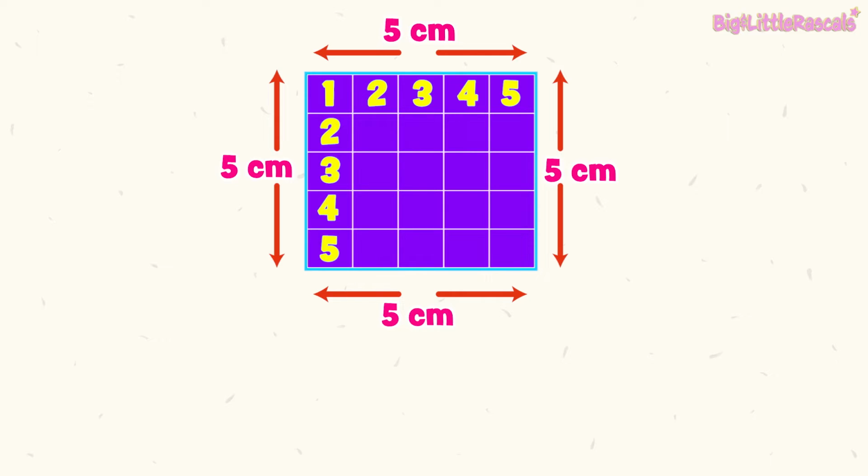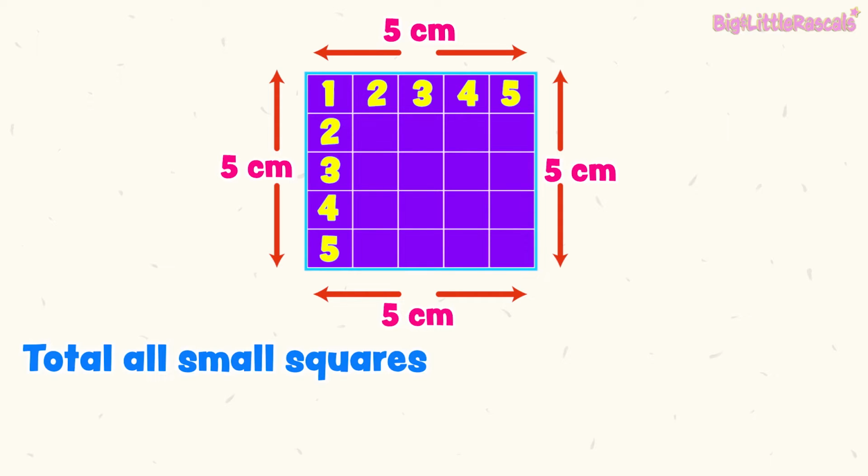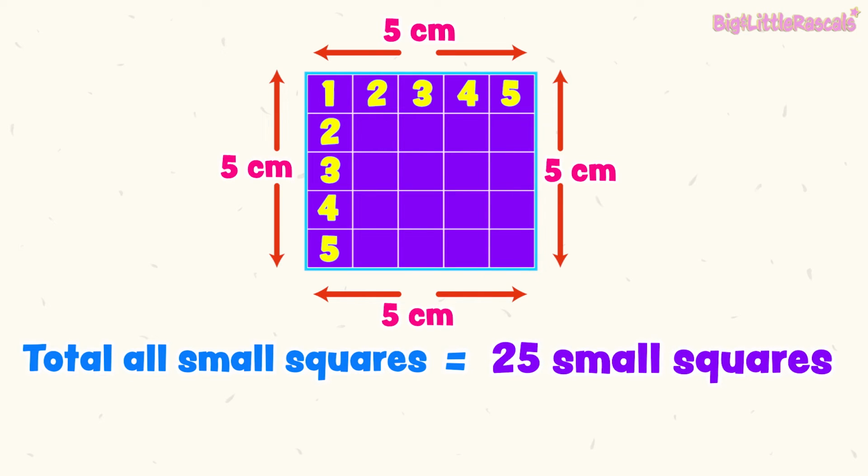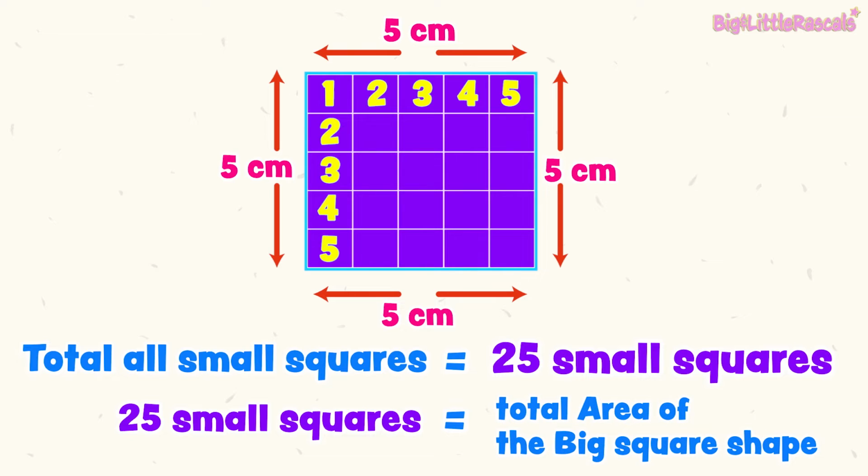Finding the area of this square shape is the same as finding how many small squares can fit into that big square shape. When you count all the small squares inside the shape, you will get that the total of all small squares inside is 25 small squares. So this 25 small squares is actually the total area of the big square.